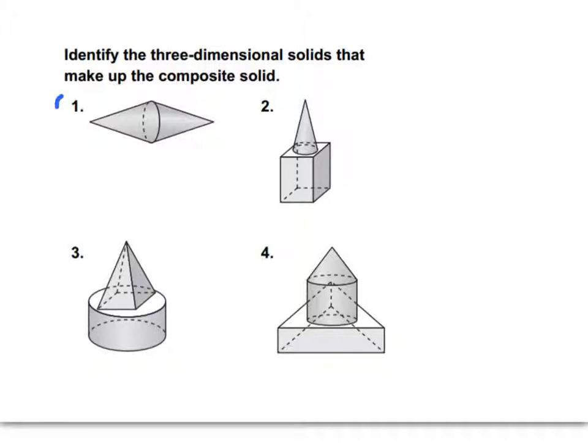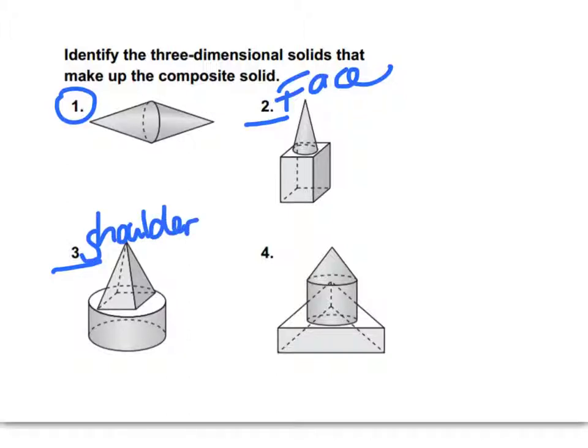So I'm going to do number 1 with you, and then you're going to do 2 with the face partner, so I'm going to just write face next to it. 3, we're going to have a shoulder partner. And then number 4, completely on your own. So I hope you're going to be listening on number 1. Here we go. This right here is a cone. They are both a cone. They have a circle base and they come up to a nice tapered point. So I'm going to say a cone.